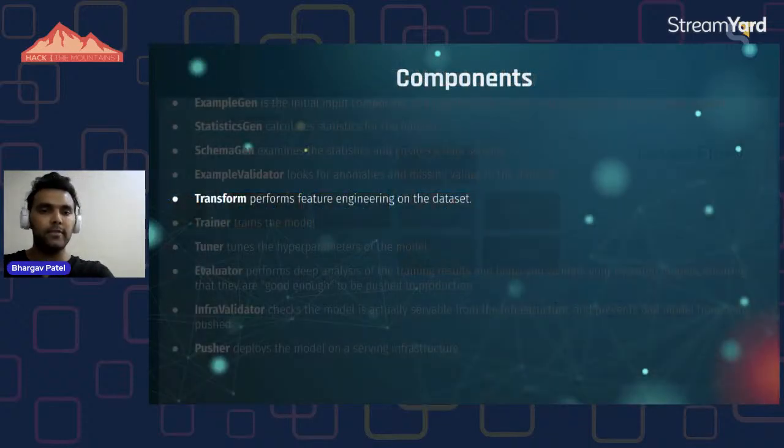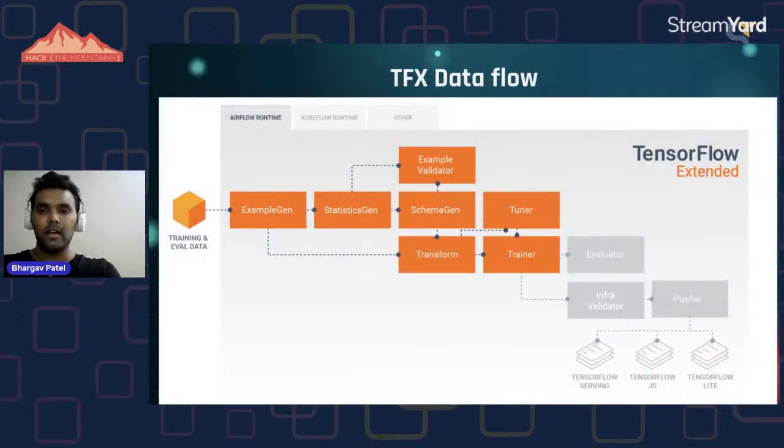We move ahead with the training part. So in the training section, there are two components: trainer and tuner. Trainer trains your model, but your model requires something called hyperparameters. Now there are two things over here. There is always a confusion. It's a very famous interview question as well: what is the difference between parameters and hyperparameters?